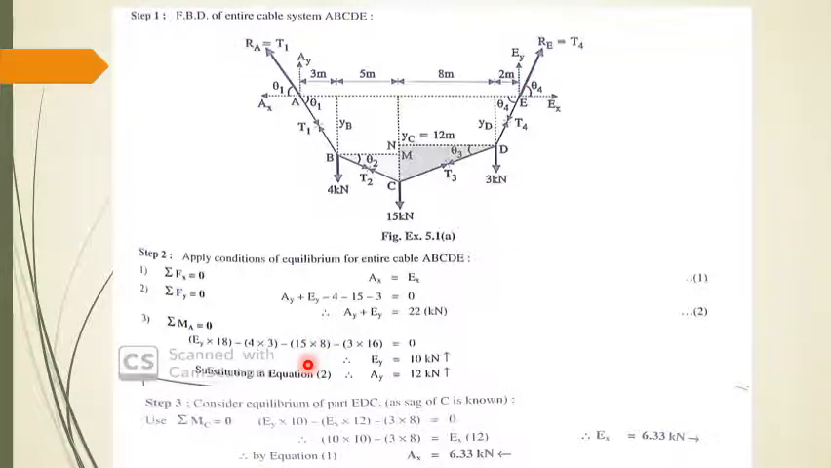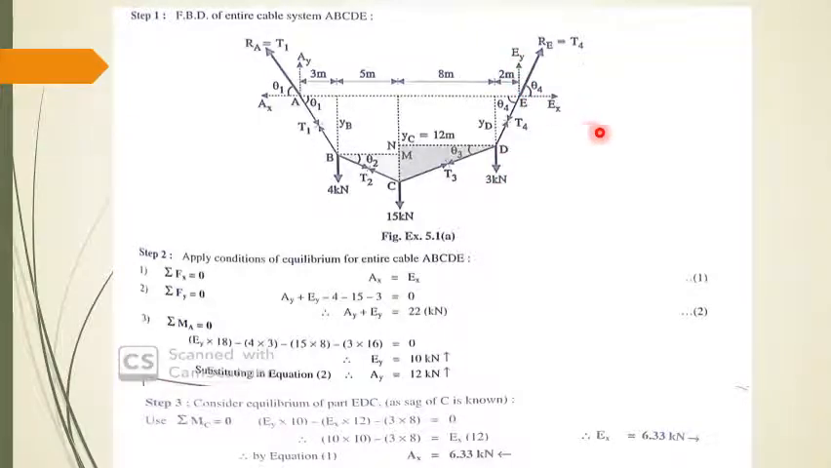Now, to find the horizontal components of these reactions. What is given? YC, that is the distance between the support and point C, is given, that is 12 meters. So if I consider the C, D, E part of the cable, the right hand side part of the cable, and take moments about point C, what forces are acting on point C? The tension T2, tension T3, 15 kilonewton. All these forces will have zero moment with respect to point C. The moments of other forces are 3 kilonewton, EY that we have already found out, and EX.